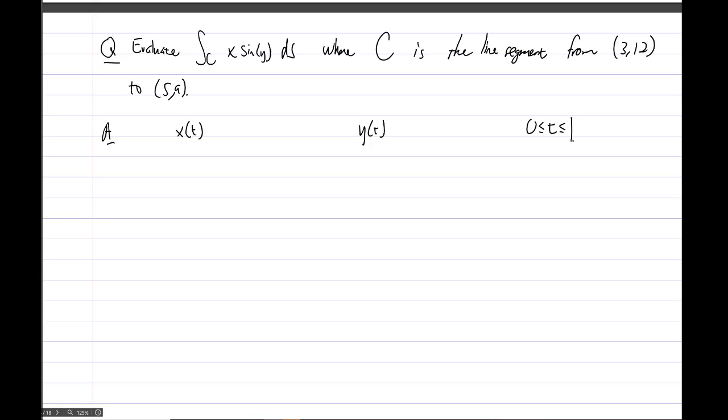Probably for a line segment, we're just going to do 0 to 1, right? So look, we can start at 3, and then the change in x from 3 to 5 is 2, so plus 2t. For the y coordinate, we start at 12, but then the change from 12 to 9 is a negative 3, so minus 3t. Okay, this is one way to write it. Of course, there are other ways to write it. So I hope this works. We'll need dx dt, which is going to just be 2. We need dy dt, which is going to be negative 3.